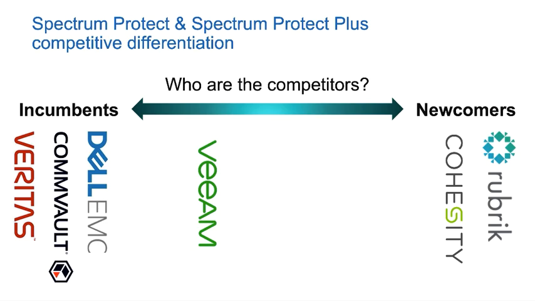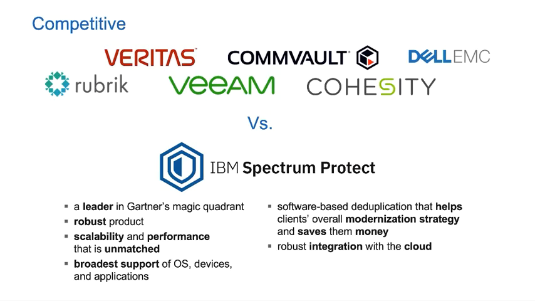Incumbents tend to have robust products, but have added some more modern features to their existing products. Incumbents tend to have large existing customer bases and legacy constraints that can complicate nimble development. Spectrum Protect Plus has the advantage of being a new product from an incumbent company, delivering the best of both worlds. This slide provides some important differentiators that Spectrum Protect has over the competition.